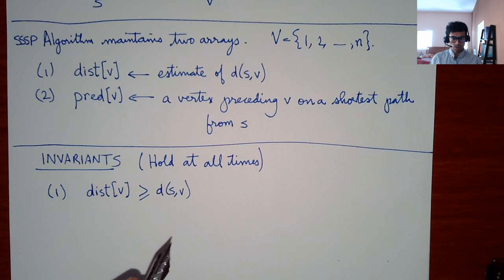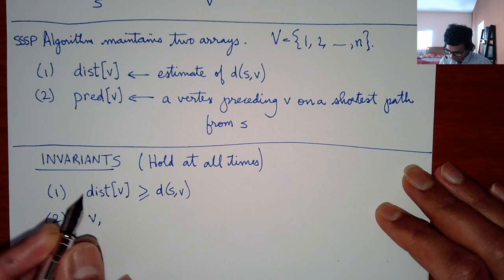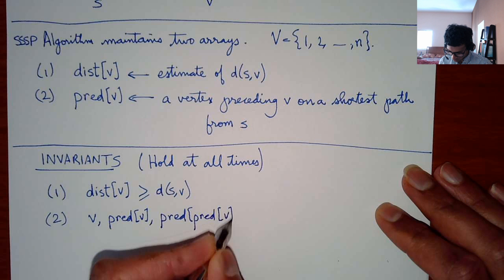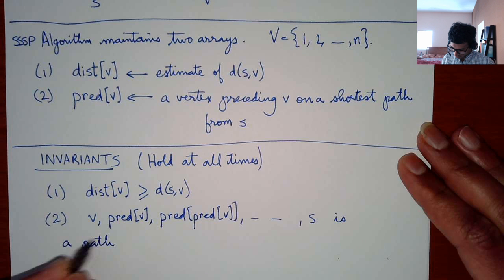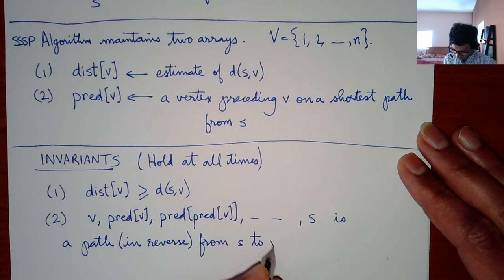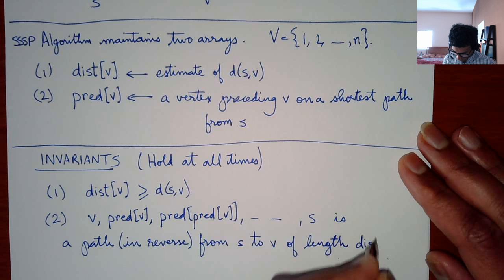And the second property is that v, the predecessor of v, the predecessor of the predecessor of v, and so on and so forth, going back to S, is a path in reverse from S to v of length dist v.